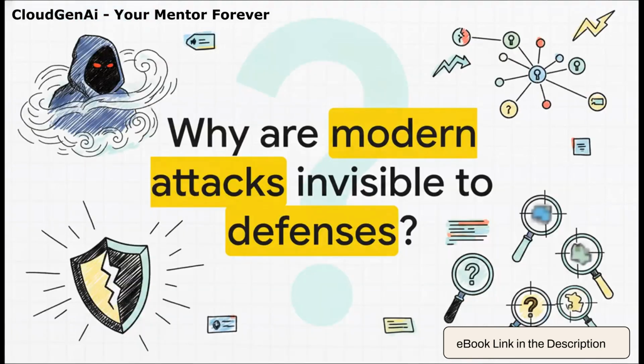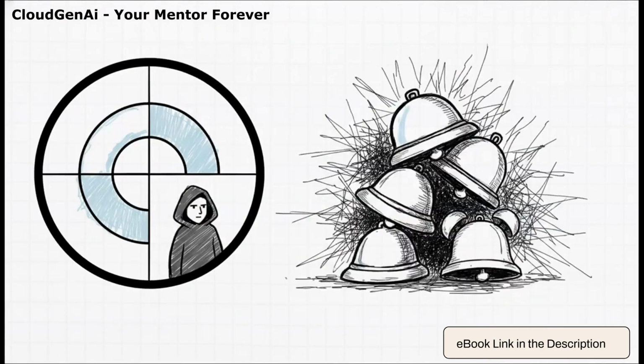So, why do standard security systems completely miss today's advanced attacks? It's literally the million-dollar question for SOCs. Attackers exploit known blind spots. They know traditional SIEMs get completely paralyzed by static signatures and massive alert fatigue.